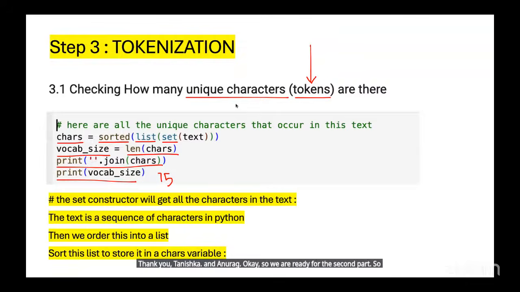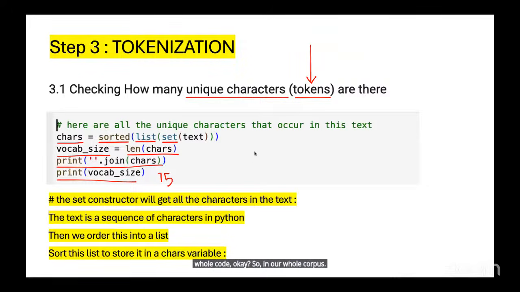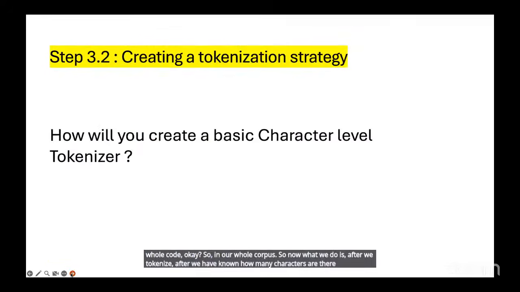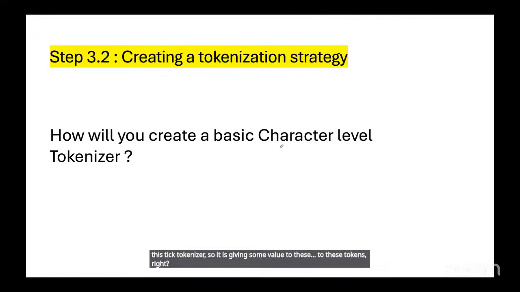So we have made our tokenizer, and you see that there are 75 unique characters in our whole corpus. Now, after we have known how many characters there are, we will create our tokenizer. So how will you create a basic character-level tokenizer? The idea is very basic. If I have shown you this tiktokenizer, it is giving some value to these tokens, right? So a very basic character-level tokenizer would give a value to each character.